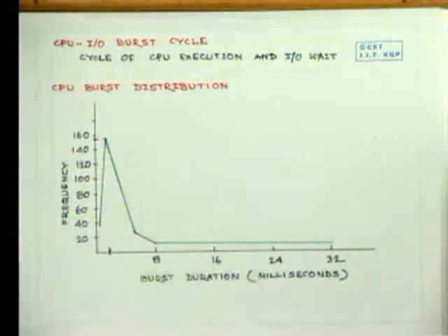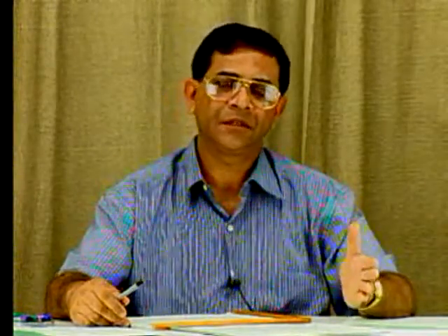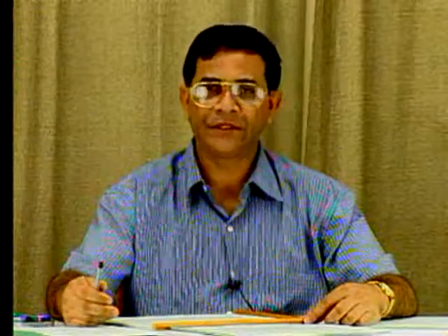Now, as we know, as a process goes on, it executes the instructions for some time. That is the CPU. The CPU executes instructions. Then it may go to the I/O wait, when the I/O execution takes place. This is what we call the CPU burst and the I/O burst.